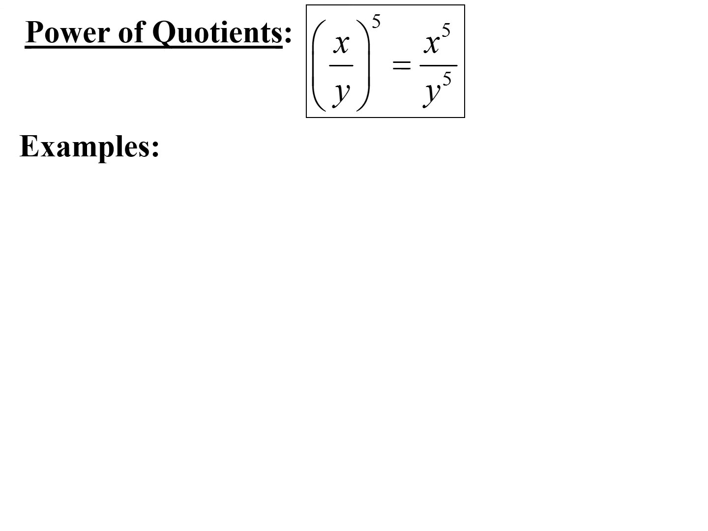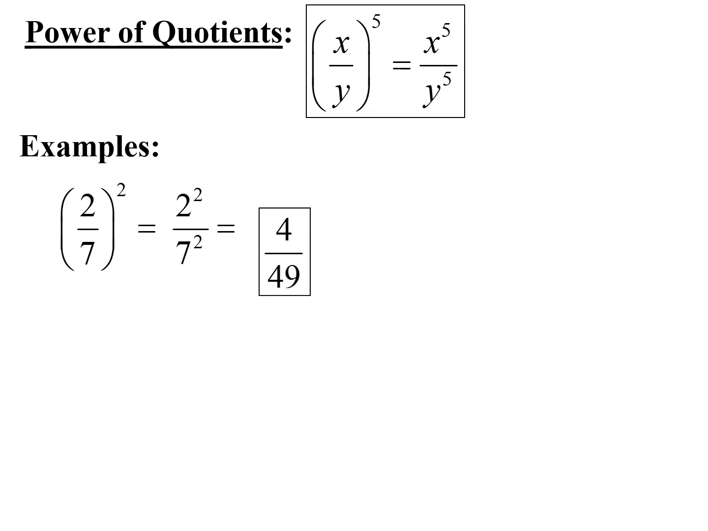A couple of examples. If I have the quantity of 2 over 7 raised to the 2nd power, I'm going to distribute the power of 2 to the numerator and the denominator. So I get 2 to the 2nd power over 7 to the 2nd power, which is equal to 4 over 49.